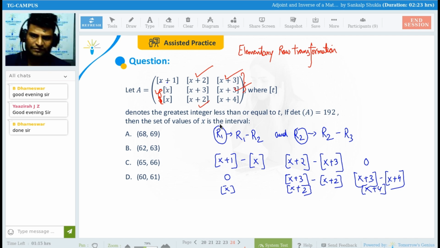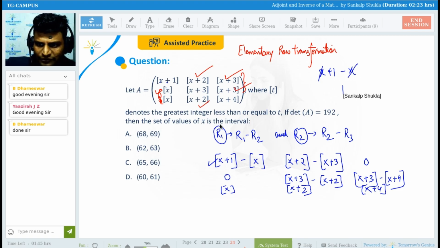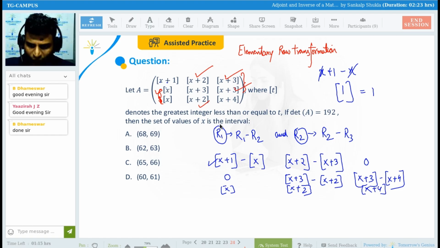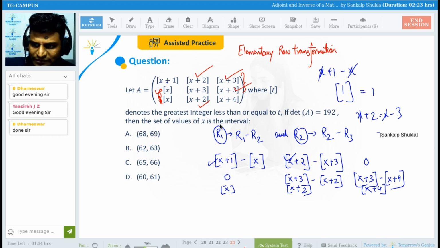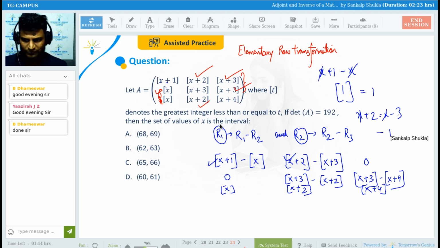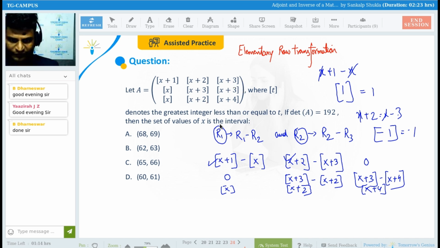Now what is this? x plus 1 minus x is 1 only, and GIF of 1 is 1 only. And what is this? x plus 2 minus x minus 3, so it is 2 minus 3, that is minus 1, and GIF of minus 1 is minus 1 only. So likewise you have to solve. Just wait for a second, I'll be bringing this question to the whiteboard because there is no space left.